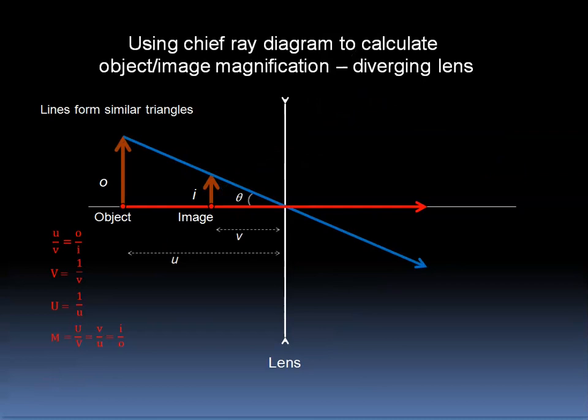We can calculate magnification and image versus object height in a manner similar to the diagram with the converging lens. This is a diverging lens, and the object forms a triangle that is similar with the triangle formed by the image. This triangle is image height and image distance v. This triangle is object height and object distance u. They share the same common angle, therefore they are similar triangles. And using the same formulas, we can calculate as we did before.